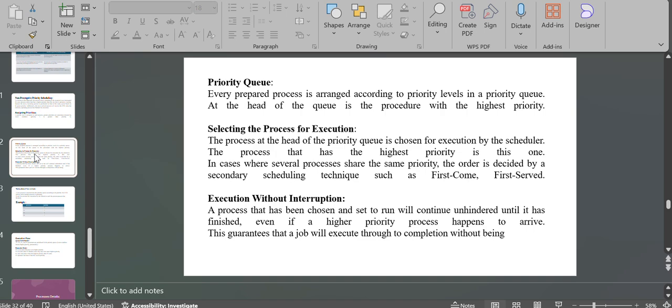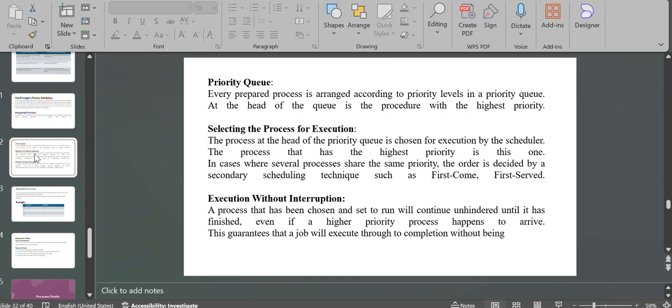Every prepared process is arranged according to its priority level in a priority queue. At the head of the queue is the process with the highest priority. Selecting the process for execution. The process at the head of the priority queue is chosen for execution by the scheduler. In case several processes share the same priority, a secondary scheduling technique such as first come, first serve decides the order.